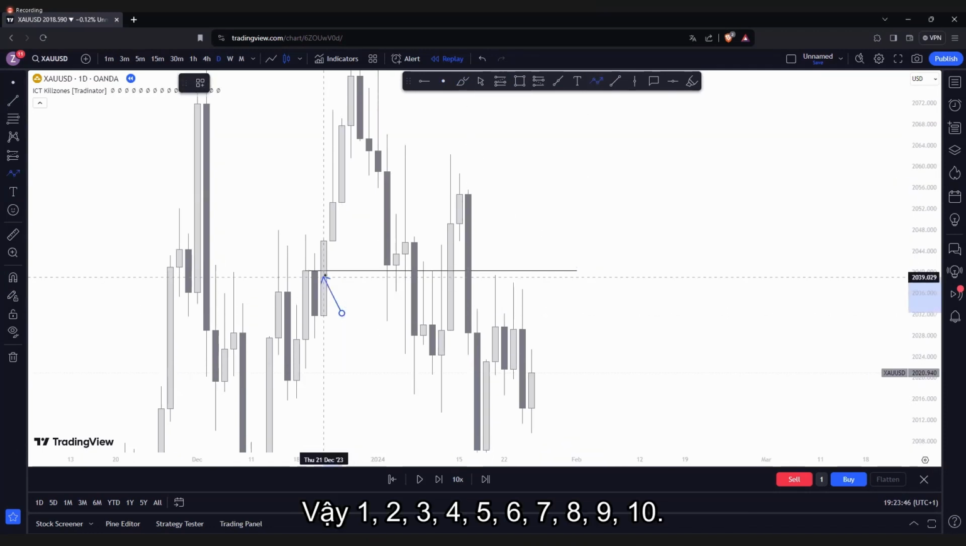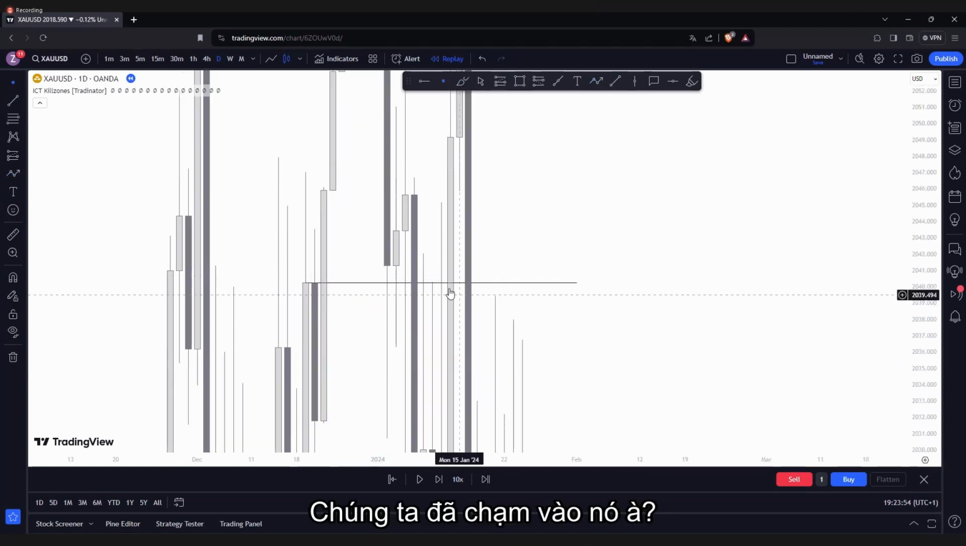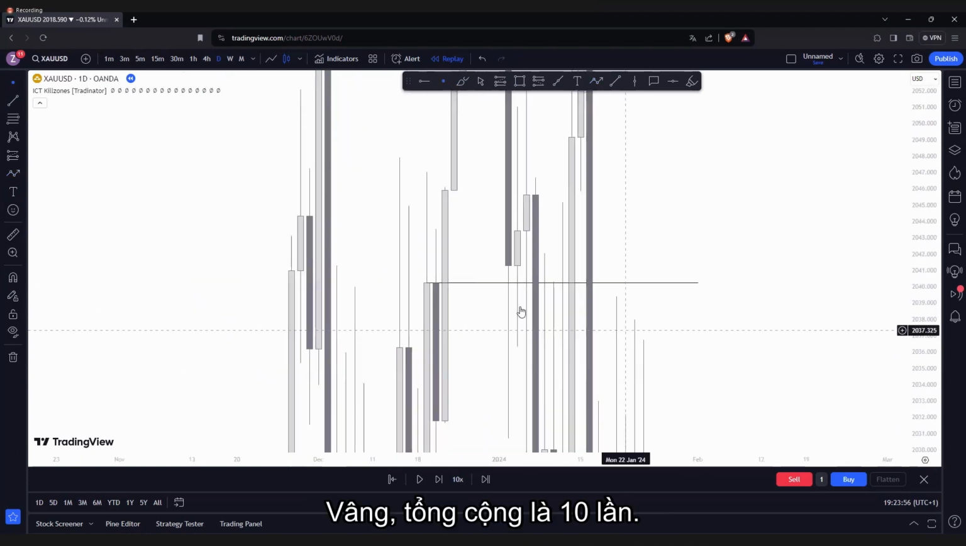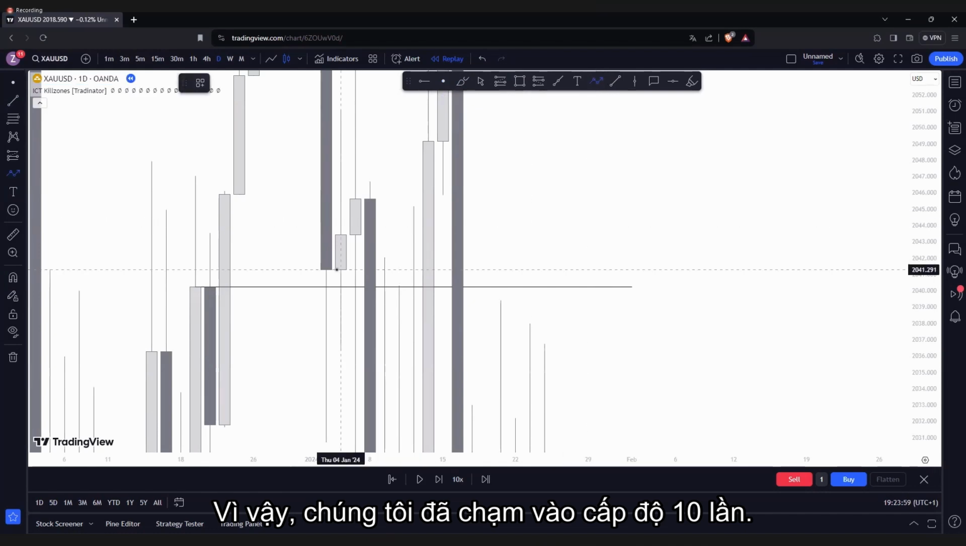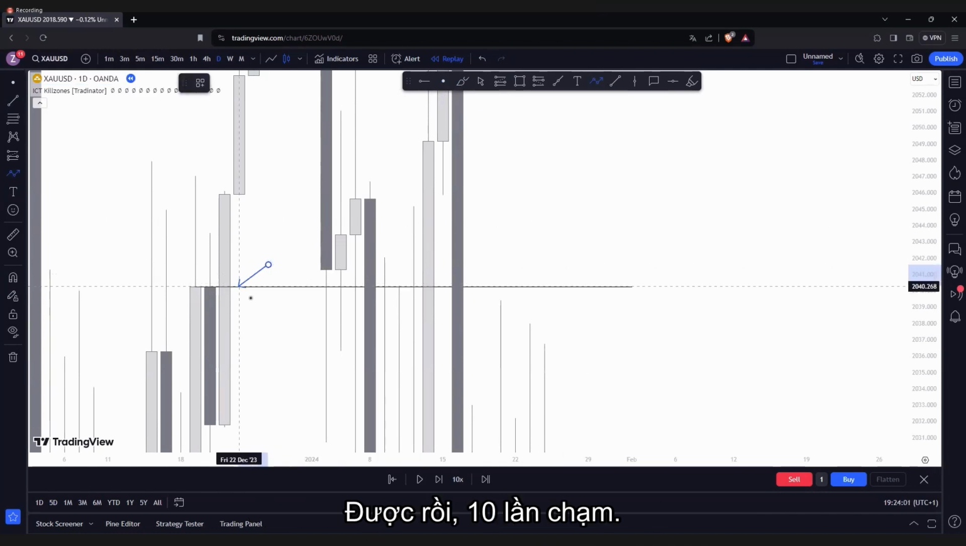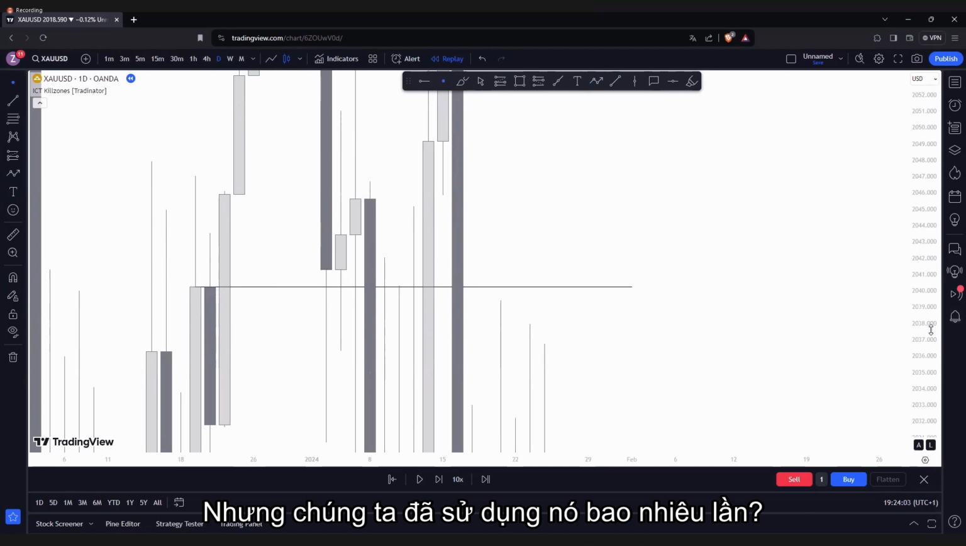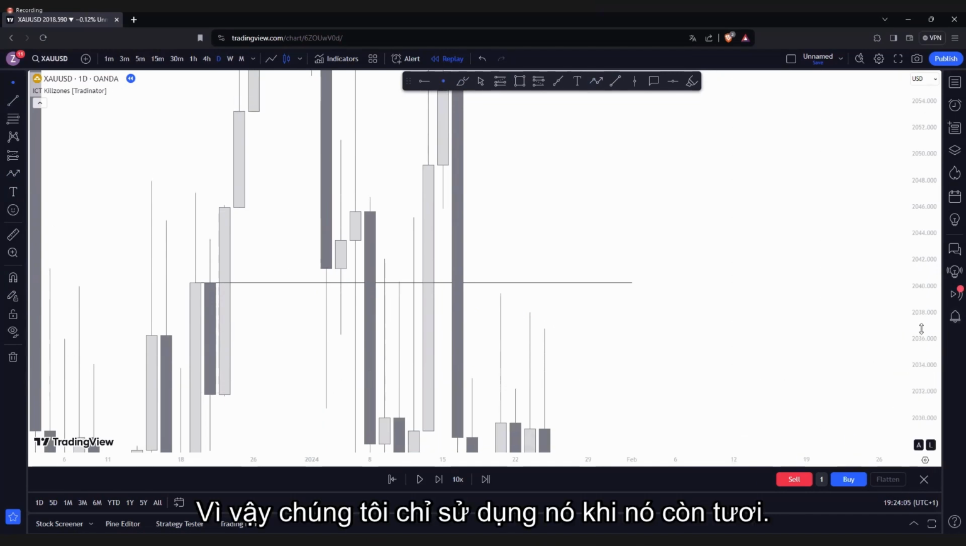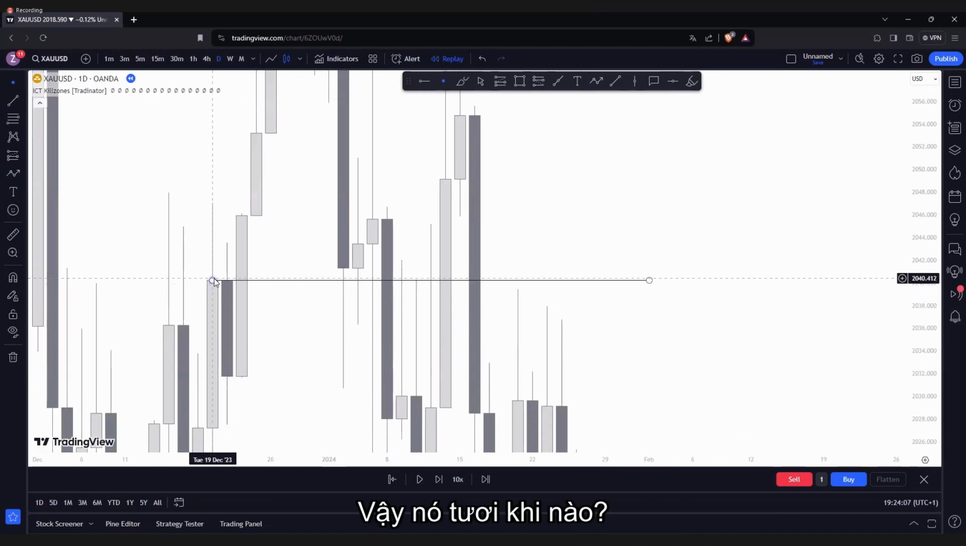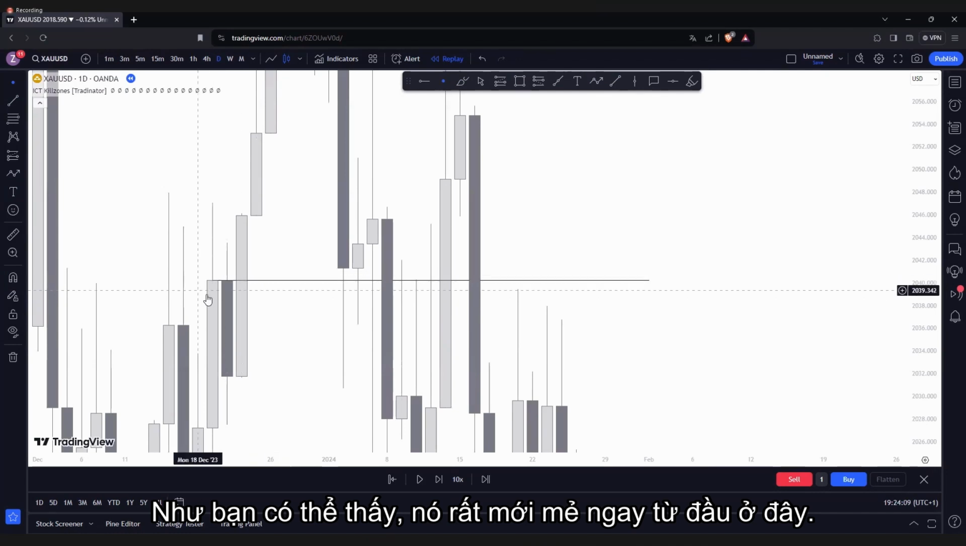So 1, 2, 3, 4, 5, 6, 7, 8, 9, 10. Did we touch it? Yeah, that is a total of 10 times. So we touched the level 10 times, 10 touches. But how many times did we use it? We used it only when it was fresh. So when was it fresh? It was fresh in the beginning right here, as you can see.